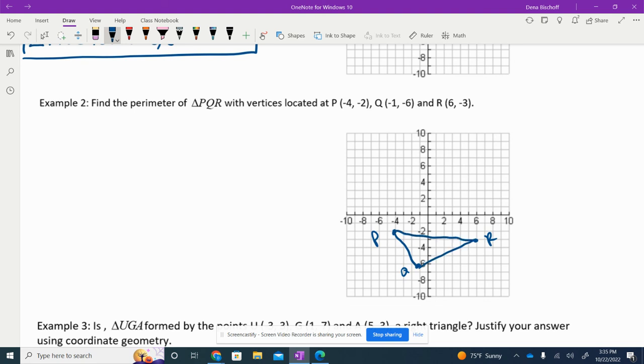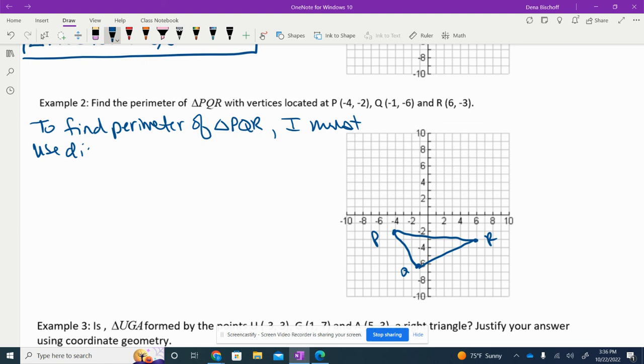So it looks like this might be a right triangle. So am I trying to prove that it's a right triangle? Oh, no. Goodness. I'm finding the perimeter. So to find the perimeter of triangle PQR, I must use distance to find the measure of each side.